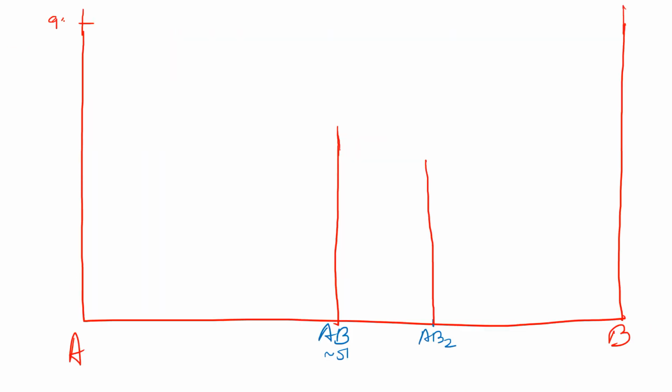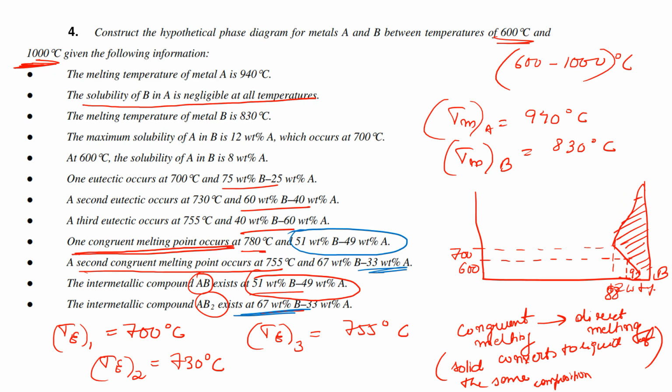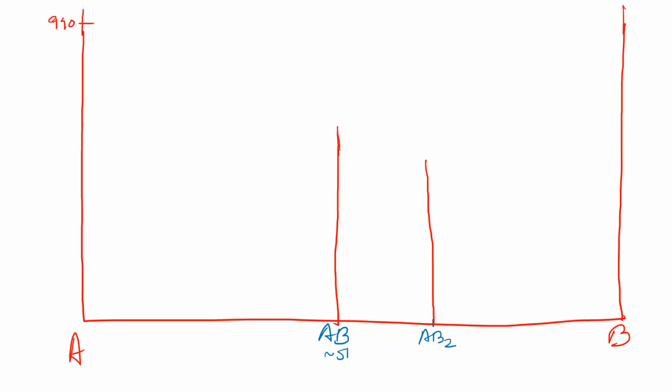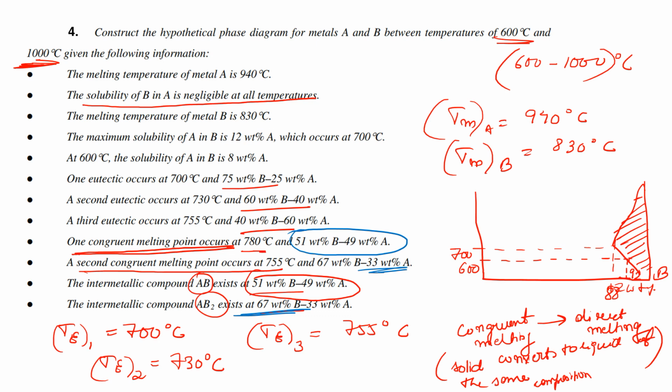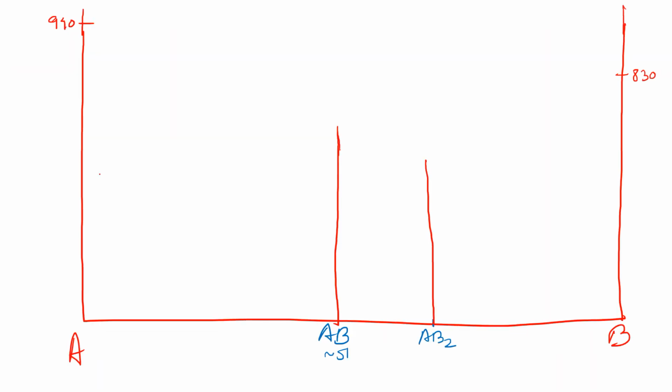So we'll keep it there. And pure B is 830 degrees centigrade, which will be kept somewhere here, 830 degrees centigrade. What else? We have maximum solid solubility given, and we have the temperature of eutectic. So first eutectic is 700, then 730, and 755. So 700 occurs somewhere here.